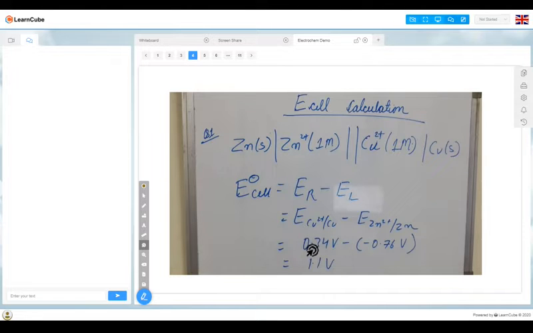We will use the standard reduction potential table given in the book. Using the standard reduction potential table, I can get E naught for copper as 0.34 and E naught for zinc as minus 0.76. So this gives my E naught of cell as 1.1 volts. This was pretty simple. We can directly use the standard electrode potential table.